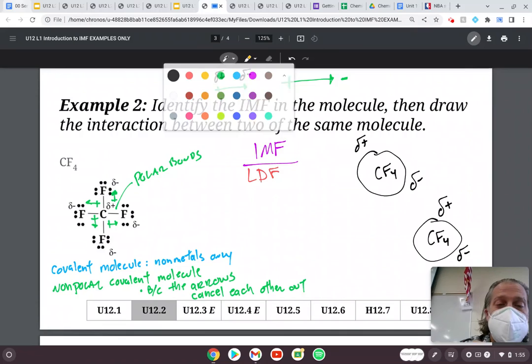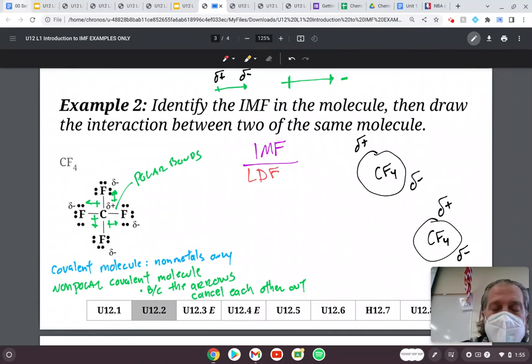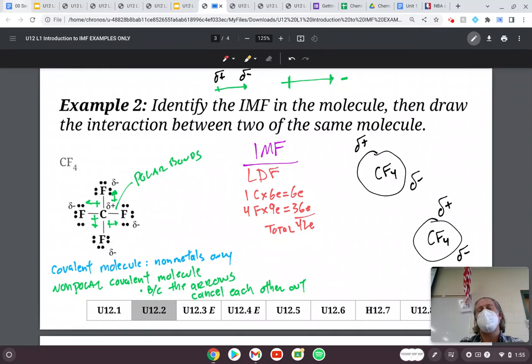So with that in mind, we also have to consider the fact that in this structure, there is one carbon atom that brings 6 total electrons to it. And there are 4 fluorine atoms that bring 9 electrons each, which would give us 36 electrons. And then we add those up, and that becomes 42 electrons total in this structure. For this example, that's not quite as important, but it will be important in the next part of this lesson.